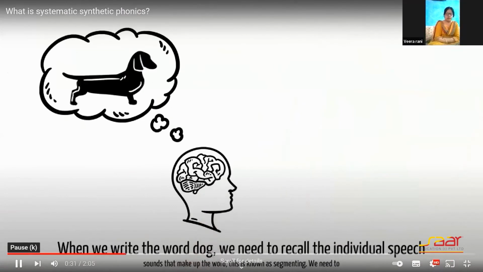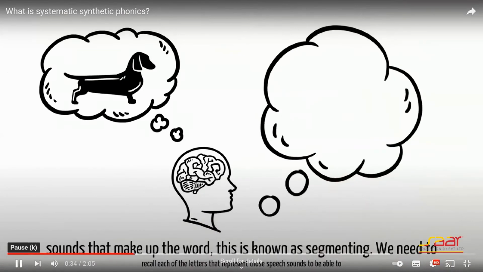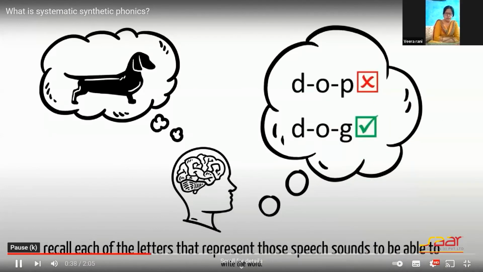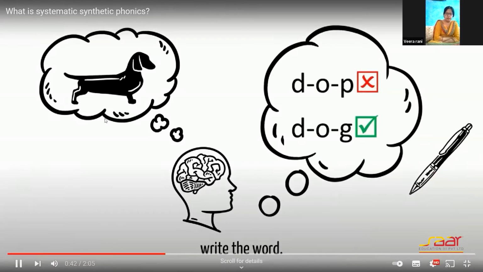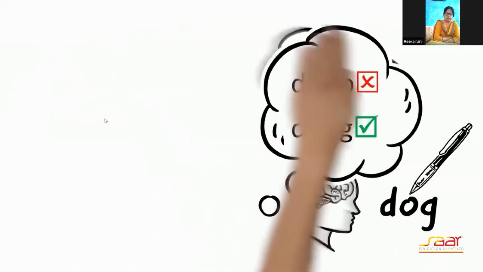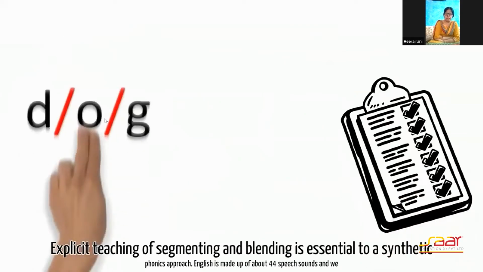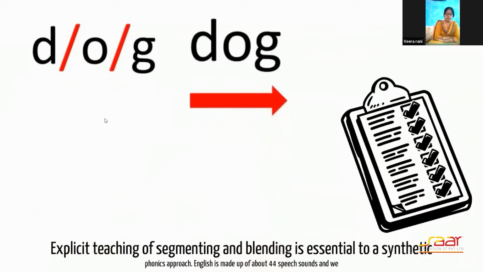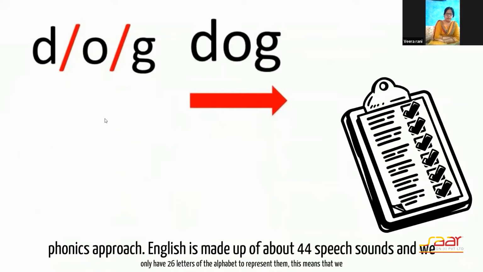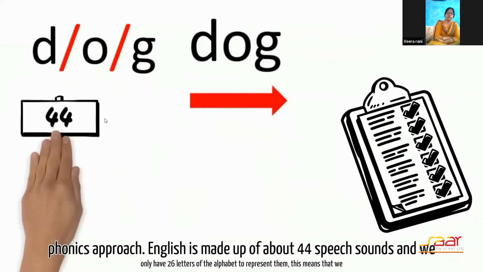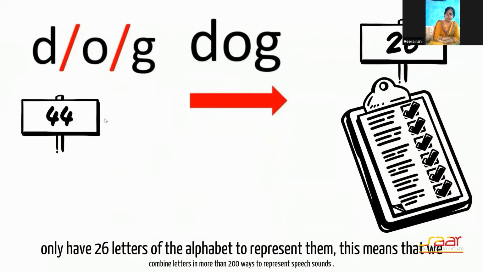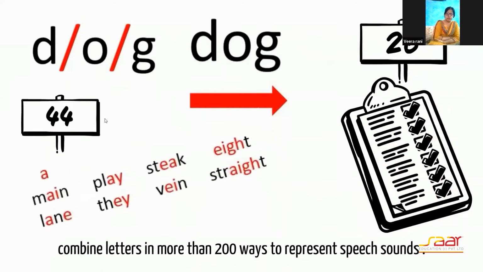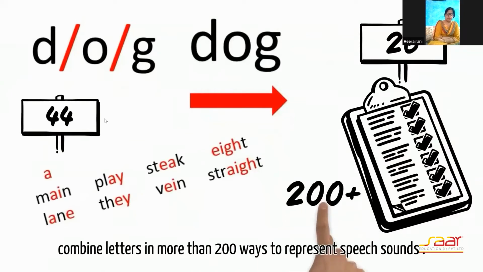When we write the word dog, we need to recall the individual speech sounds that make up the word. This is known as segmenting. We need to recall each of the letters that represent those speech sounds to be able to write the word. Explicit teaching of segmenting and blending is essential to a synthetic phonics approach. English is made up of about 44 speech sounds, and we only have 26 letters of the alphabet to represent them. This means that we combine letters in more than 200 ways to represent speech sounds.